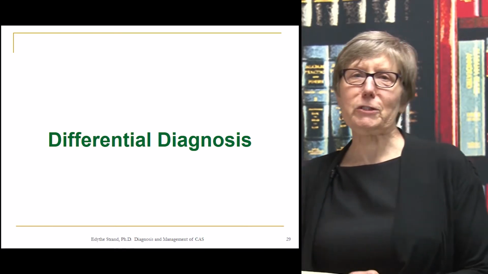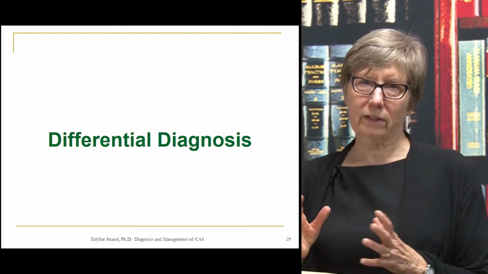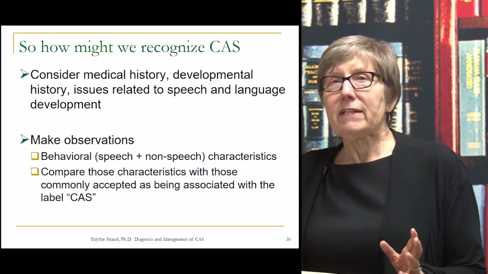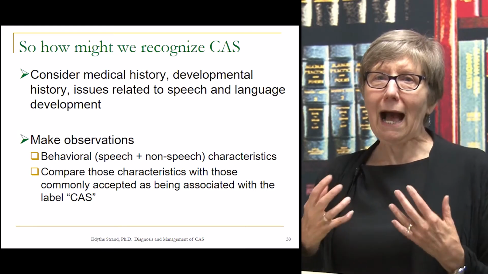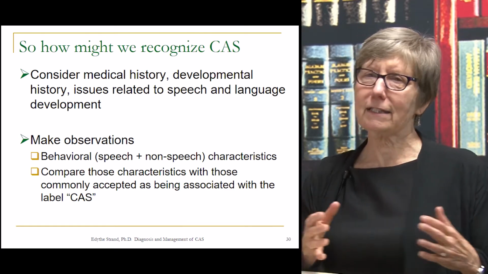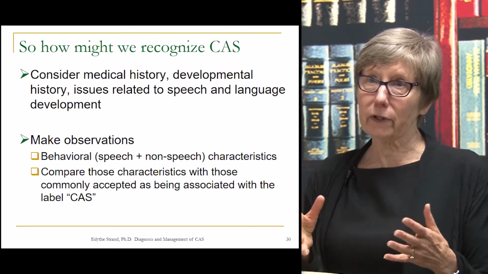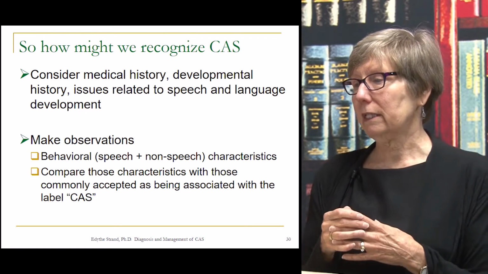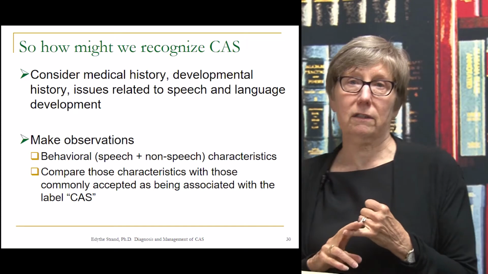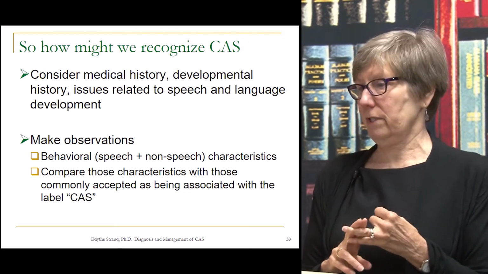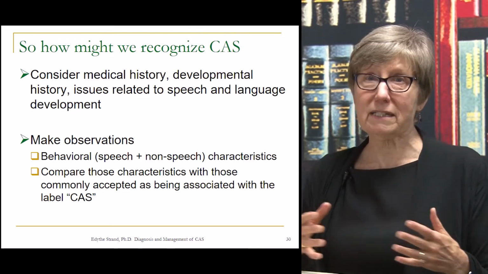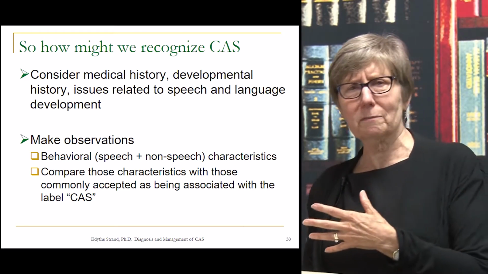Well, now we're going to switch gears just a little bit and talk more specifically about differential diagnosis. We have to ask ourselves this question first: how can we recognize childhood apraxia of speech, given that these children come to us with many co-occurring inefficiencies, if you will, in neural processing? So we have to first of all consider a number of things, such as the medical history, the developmental history, issues related to their speech and language development, issues related to how much therapy they've had and when, and what kind of progress did they make.